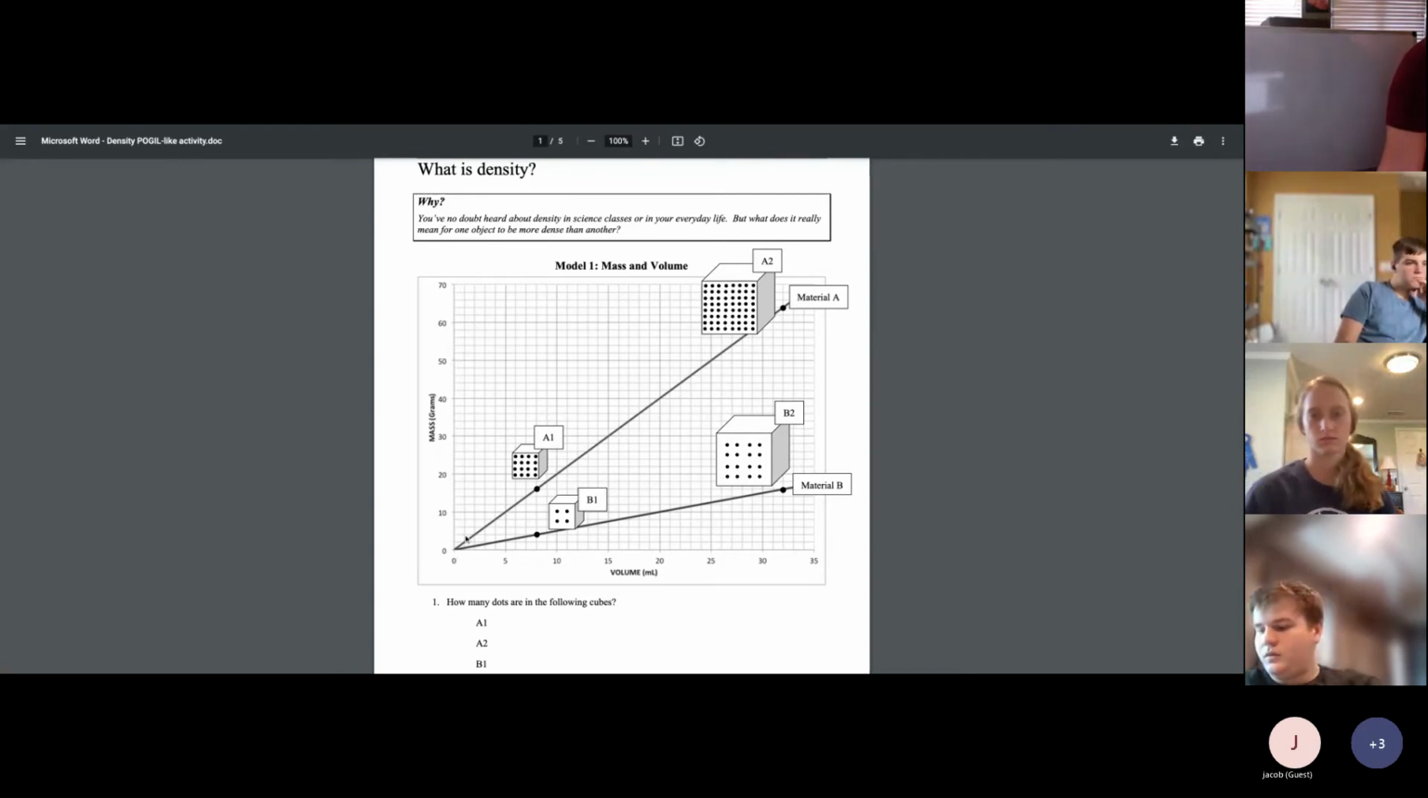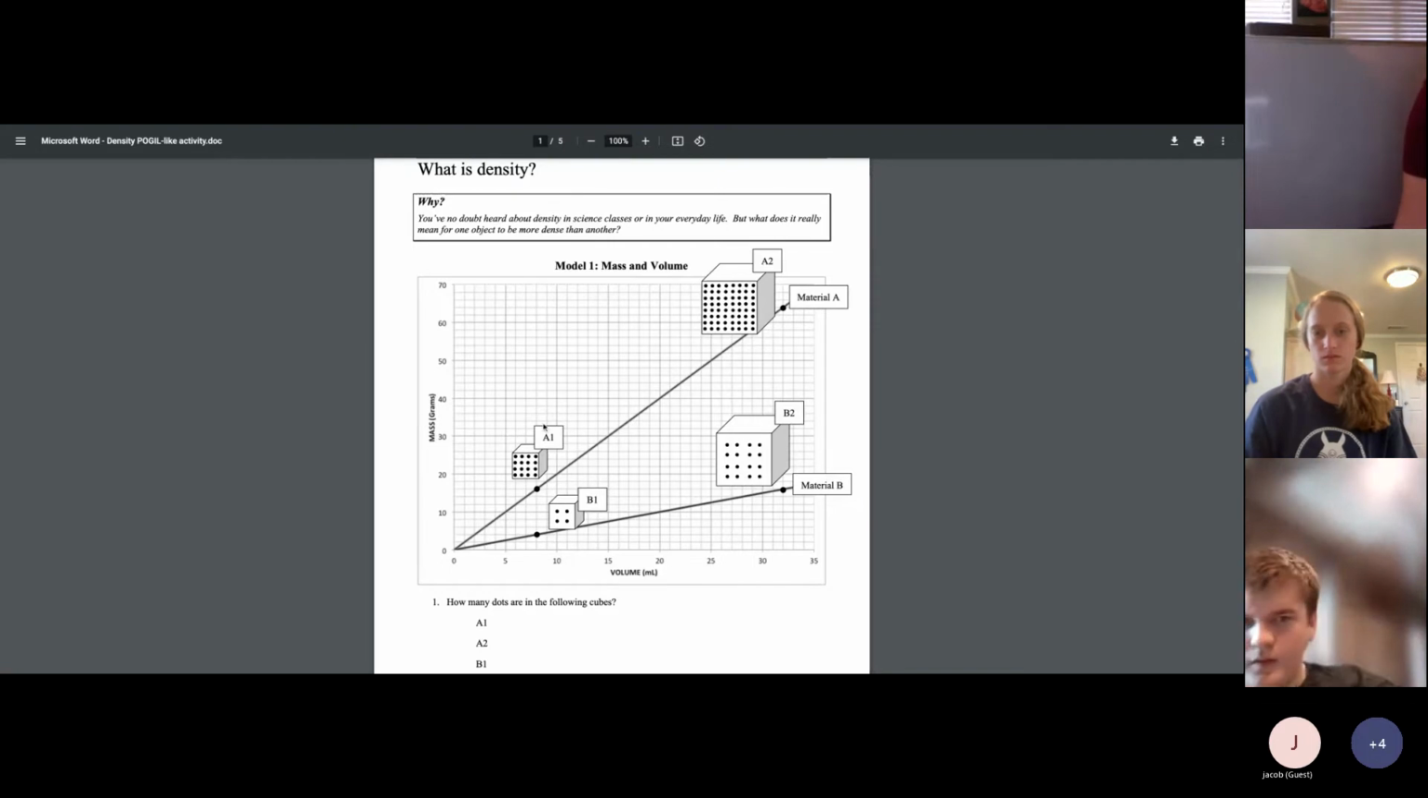We see in this graph some nice little straight lines. So we have some linear relationships, and we'll talk a little bit more about that in a little while. So we've got some volume and we've got some mass and we've got some pictures. We've got 4 different substances, A1, A2, B1, and B2.